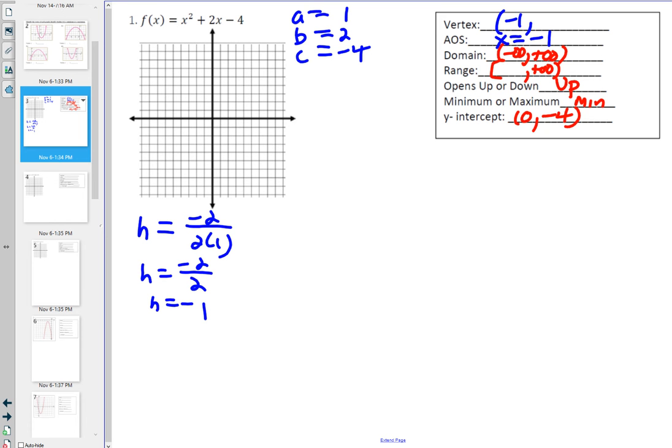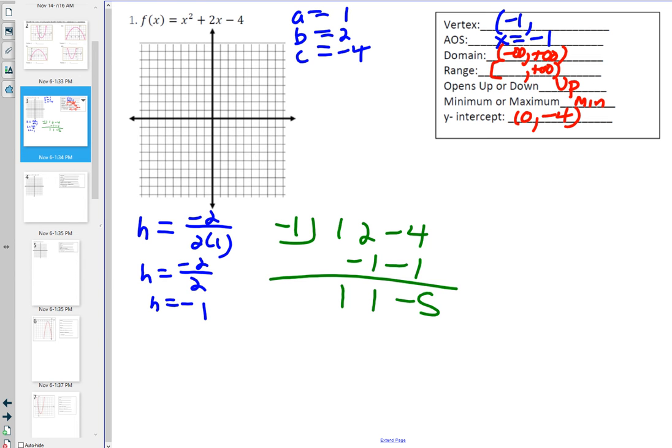But I still want to find k. You can find k kind of like the way that we just did for the y-intercept by substituting. Or I showed you that cool hip method that all the kids at the skate park are doing, the synthetic substitution. And you are correct, it is -5. And that also plays a role in the range.